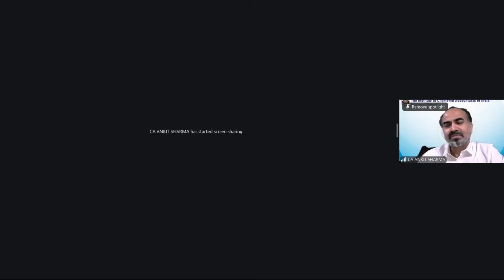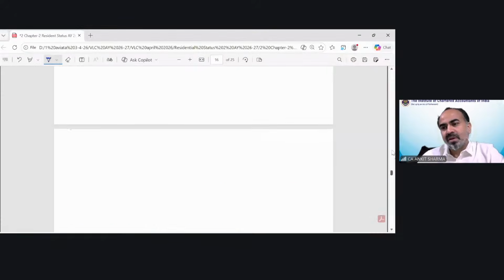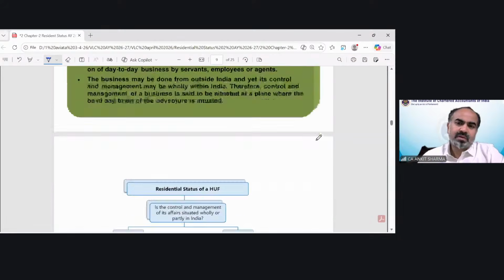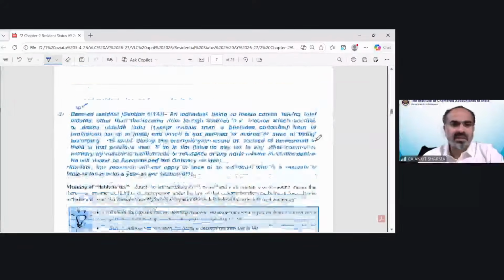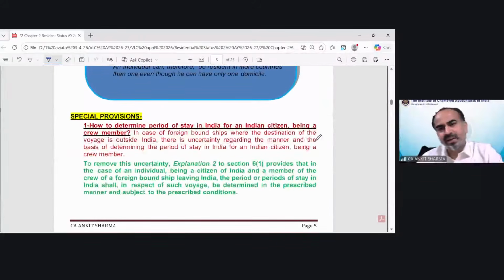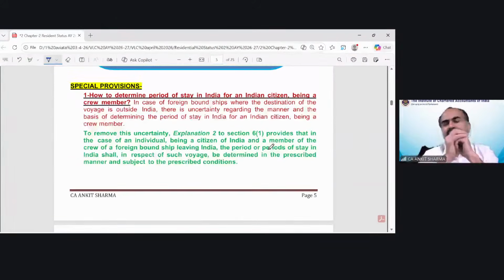Okay, now what 1% has left? That is very easy, not difficult at all. But before that, what is that 1%? Now, in case of a normal individual, the concept we have gone through includes the calculation of number of days, etc. Now, this special provision has been left in case of calculation of residential status of an individual. And these special provisions are for crew members of an Indian ship. So there's only one difference.